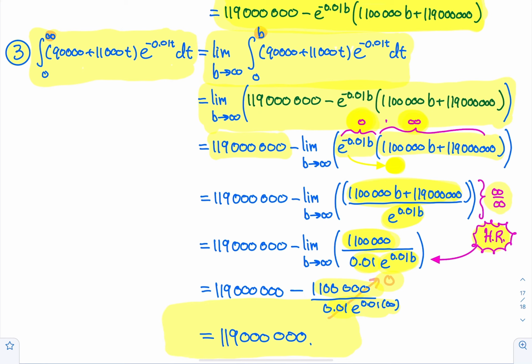Okay, so for that section on how to use definite integrals and type 1 improper integrals to compute various things, that's it.